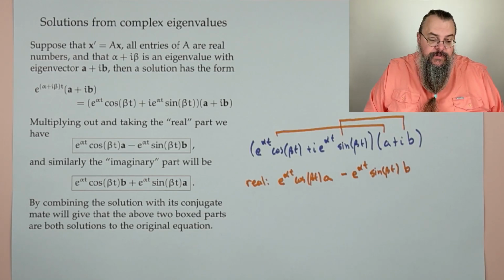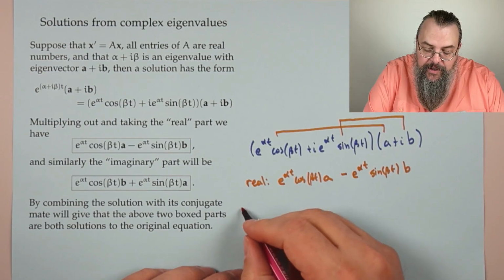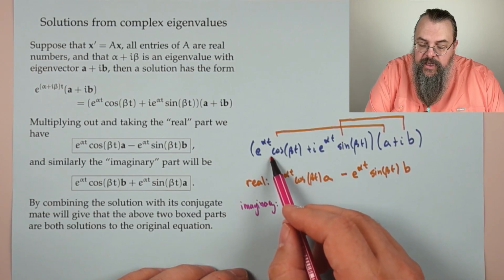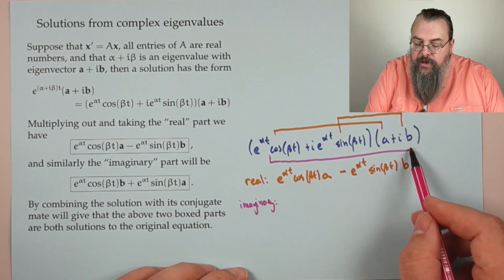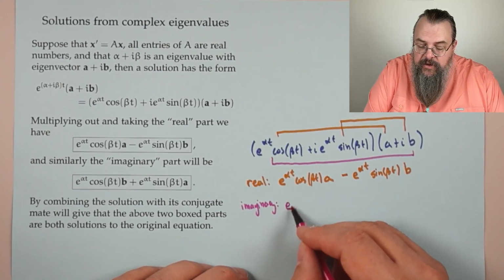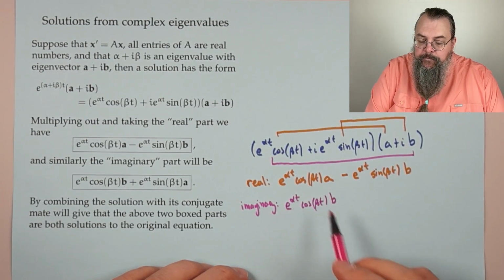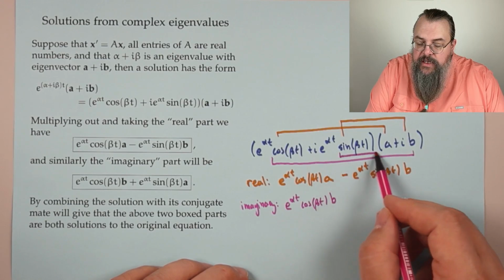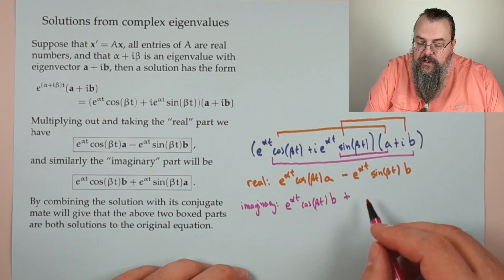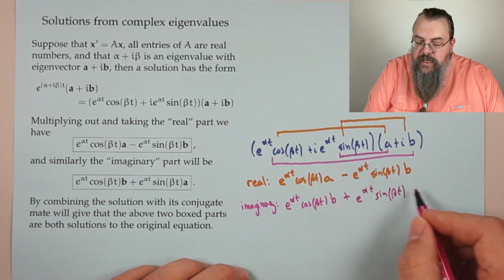Now, what else do we have? Well, we also will have our imaginary part. How do we do that? Well, we take the outer parts and multiply. That would give us e to the alpha t cosine beta t times b. And then we take our inner parts, and that would be a plus e to the alpha t sine beta t times a.